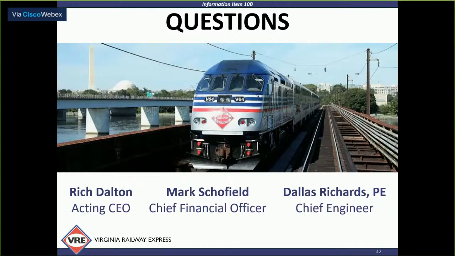In some cases, it looks like there can be a straightforward deobligation of money back to DRPT. In other cases, it looks like Smart Scale money may be able to be moved around and help to achieve those same projects in a more advantageous way. And I want to be clear.